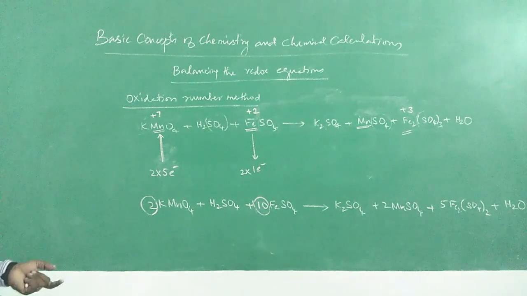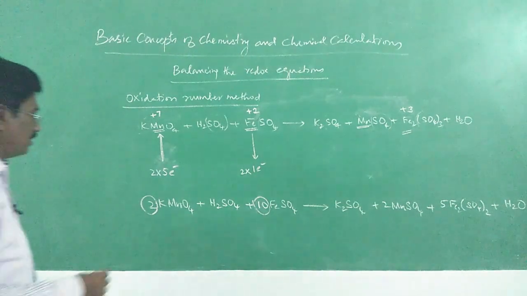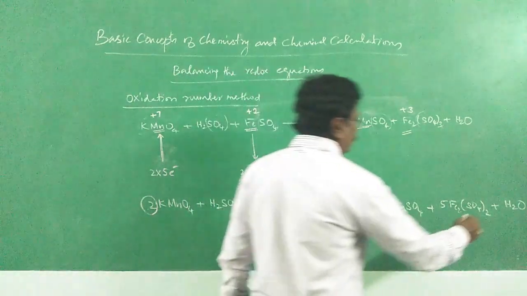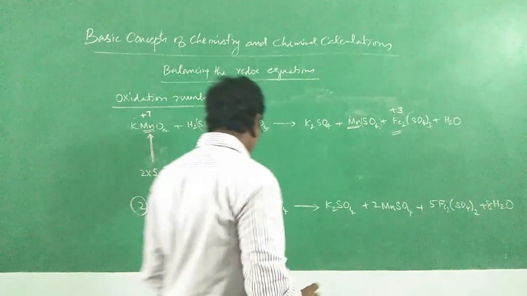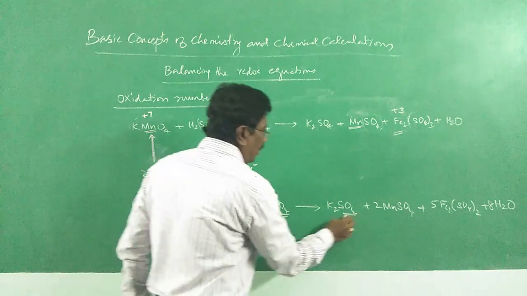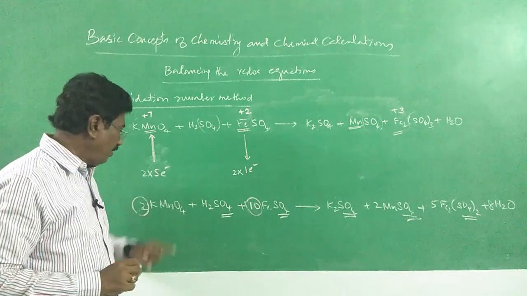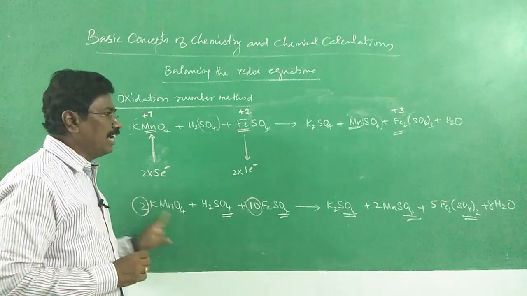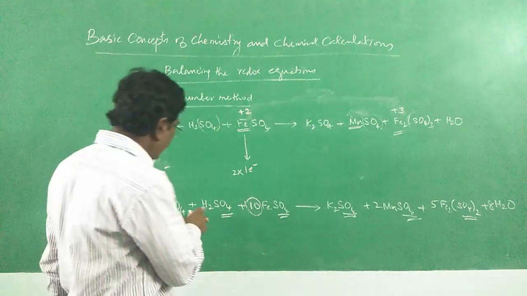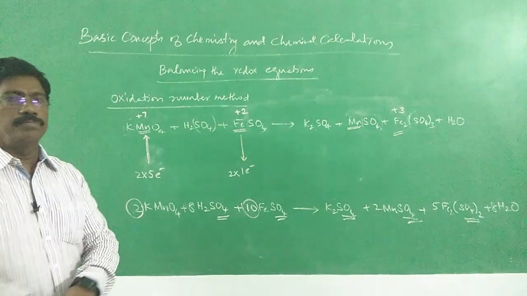We have to balance only oxygen and hydrogen. Almost all other things are balanced except oxygen and hydrogen. 8 oxygen, therefore 8 H2O, because oxygen is present only in water. In other places, oxygen is in the form of sulfate, and therefore we need not bother about oxygen in sulfate. We have to bother about oxygen in potassium permanganate. 8, therefore 8 H2O. 16 hydrogen. Therefore, on the reactant side also 16 hydrogen, it should be 8 H2SO4. Balanced equation.